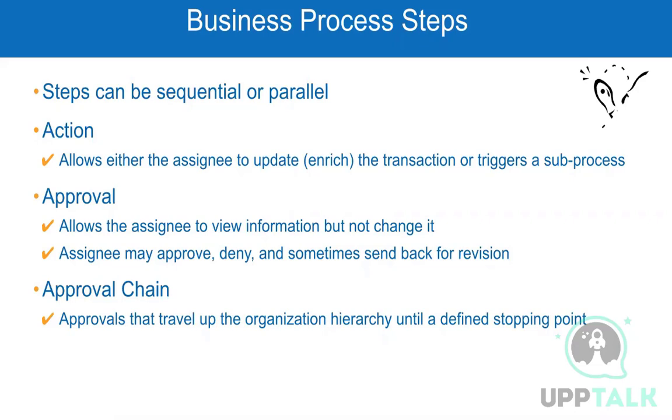It's an action, right? The next is approval. It allows the assignee to view information but not change it. That's the difference between an action step and an approval step. Right? In an action step, once you get that step in your inbox, you open it up. You will be allowed to edit and then submit. Even if you don't want to edit, you will have the edit access. But in the case of an approval step, you only have view-only information for that particular inbox item that you receive.